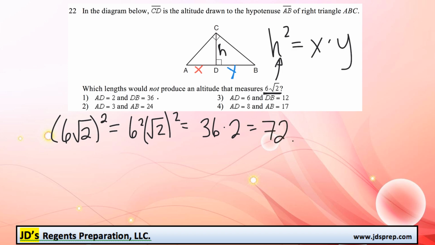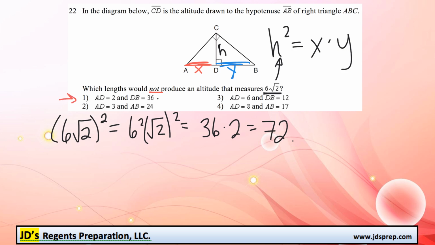Now that we know that, we need to look for which two distances AD and DB, when multiplied together, give us the same answer, 72. However, for this problem, we're being asked to find out which lengths would not produce that altitude measurement. So we're trying to find out which one does not make this equation true. So let's start off by looking at option number 1.